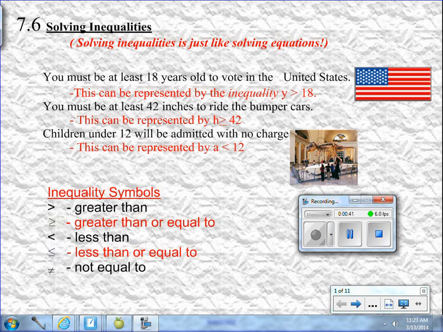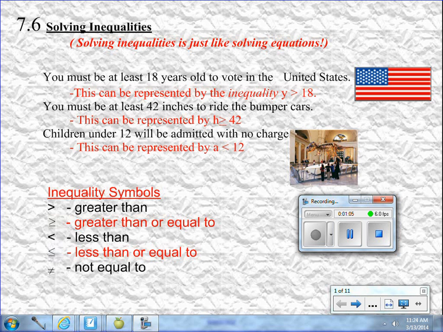Children under 12 will be admitted with no charge. This can be represented by A, could be admission, your age could be less than 12 years old. You see this sometimes in museums or different places that offer free admission, but you've got to be less than 12. So each of these are examples of inequality.